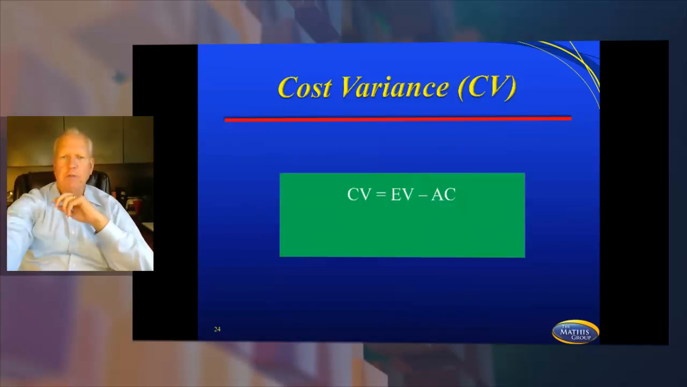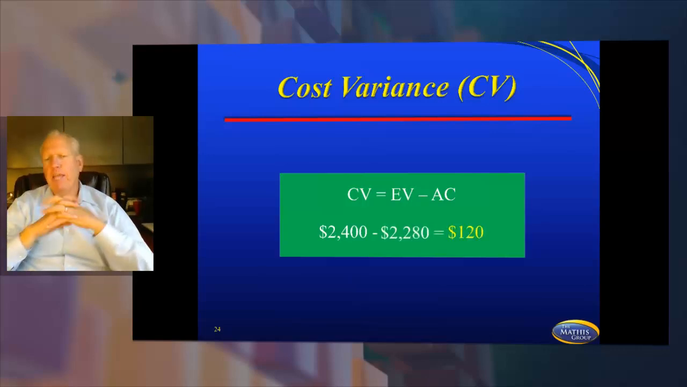All right, so here's your formula. This is earned value minus actual cost. So we take 2,400 minus the 2,280. So I came in with $120 positive. So what do I know about my budget? I'm coming in under budget right now.